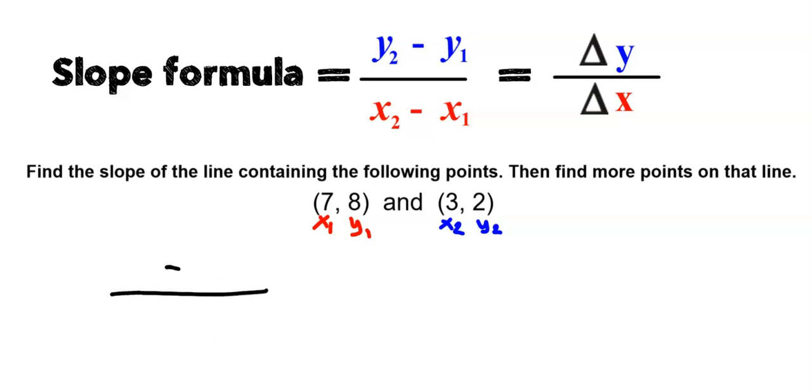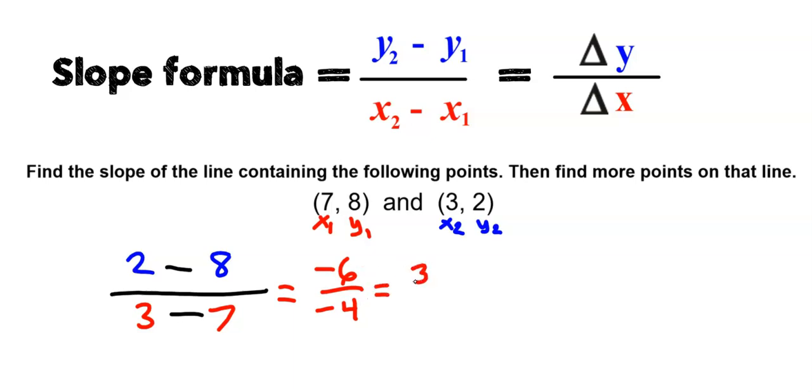Setting these up in the slope formula fraction will give us 2 minus 8 for y2 minus y1, and then 3 minus 7 for our delta x. Our slope is negative 6 over negative 4, which will yield positive 3/2.